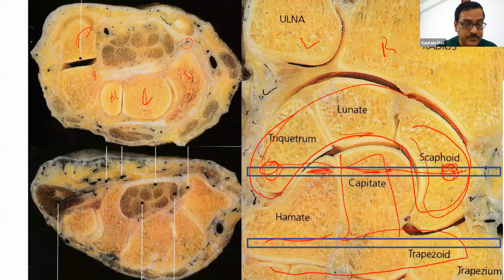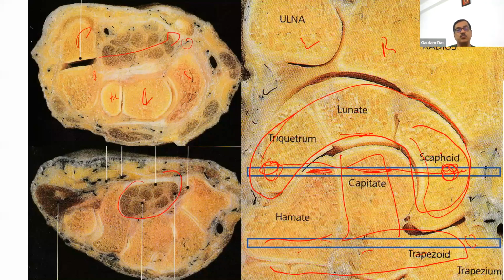So these are the contents. You can see this diameter and this diameter here. The diameter of the distal part of the carpal tunnel is narrower when compared with the proximal part of the carpal tunnel.